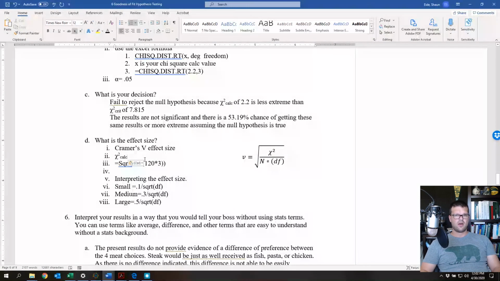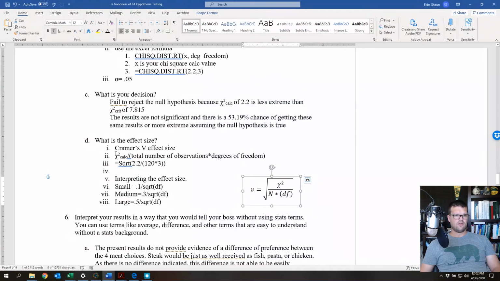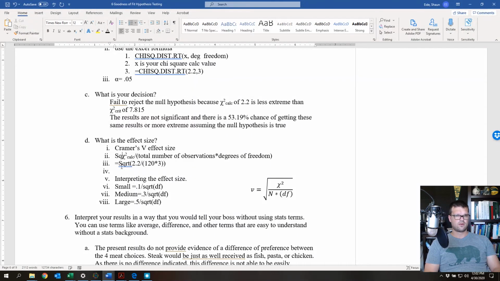Chi-squared calculated divided by the total number of observations multiplied by the degrees of freedom. Okay. And then for all of that, you take the square root of this. I'm going to do this just so it's a little bit easier to see. Take the square root of this formula, which I have right here.